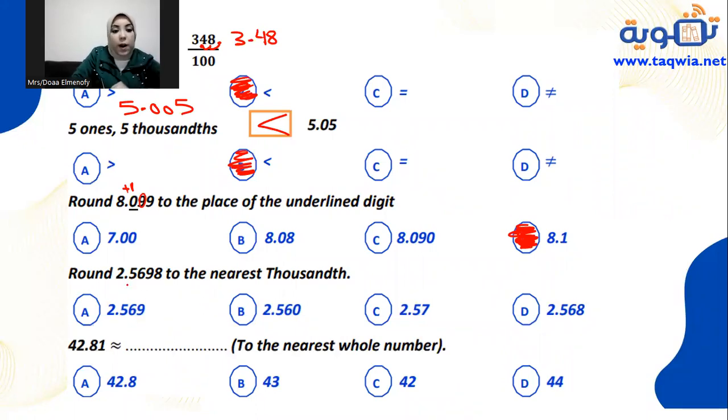Okay, here you want to round this number to the nearest thousandth. So where is the thousandths place, guys? Yes, this one. So I'm going to circle the digit to the right. Here we have 2.5698. So we underline this one and circle this one.